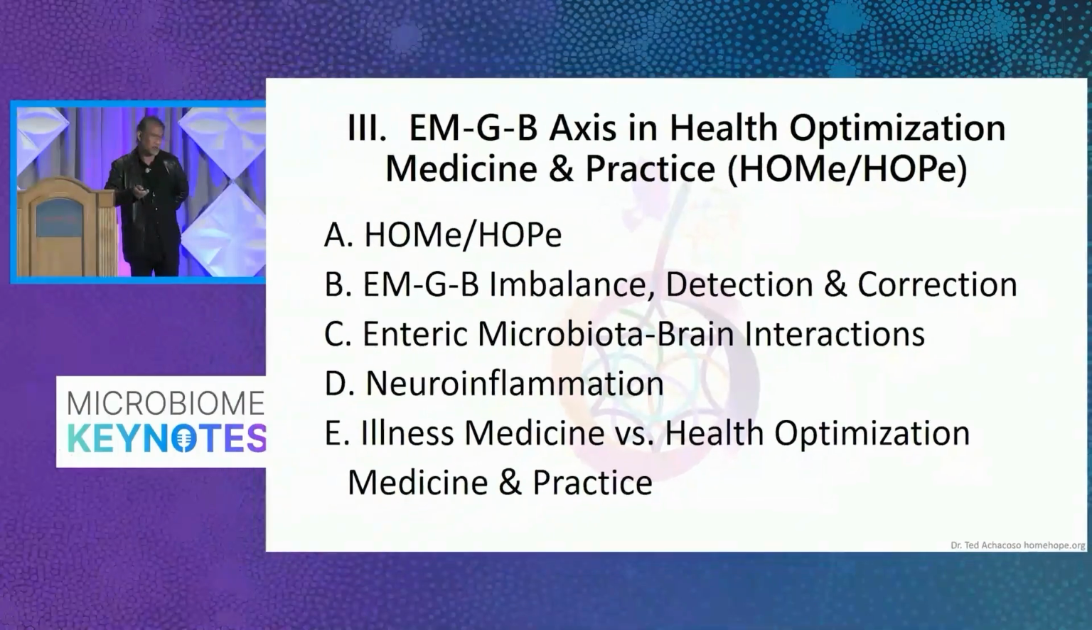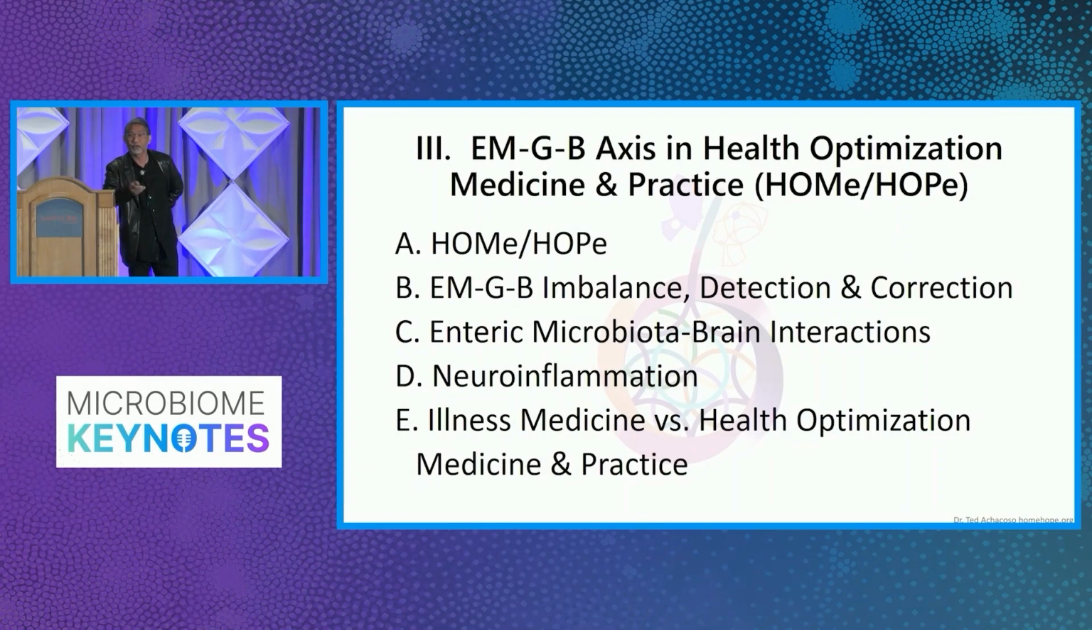Now, the third part would be an introduction to HOME for those of you who weren't here yesterday, and then how to detect and correct imbalances in the enteric microbiota-gut-brain axis, and then enteric microbiota-brain interactions, the interaction between the two organs, right? And then neuroinflammation and illness medicine versus health optimization medicine and practice.